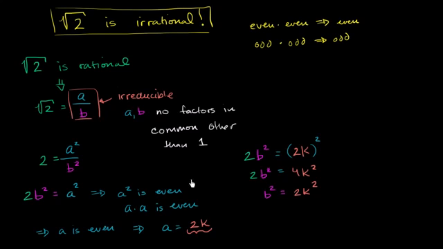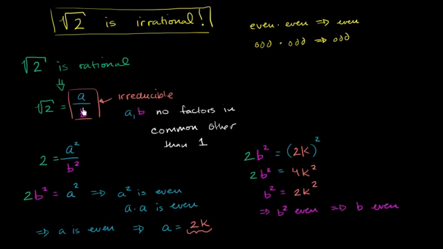So that tells us that b squared is even. Well, if b squared is even, by the same logic we just used, that tells us that b is even. So here's our contradiction. We assumed in the beginning that a and b have no common factors other than 1. We assumed that this fraction right over here, a over b, is irreducible.